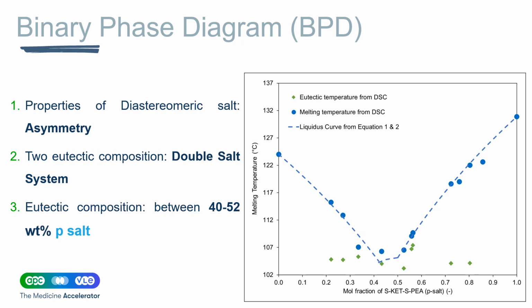Ketoprofen exhibits key properties of diastereomeric salts, including asymmetry. The two diastereomeric salts have distinct structural and solubility characteristics. Multiple eutectic composition: the presence of two eutectic points suggests the formation of a double salt rather than a simple eutectic mixture. The eutectic compositions are observed between 40 to 52% P-salt. These findings, supported by the DSC and XRD, reinforce that ketoprofen and phenylethylamine crystallize as a complex double salt.